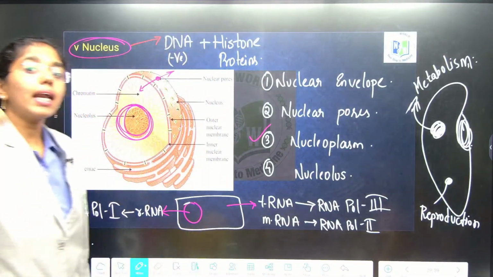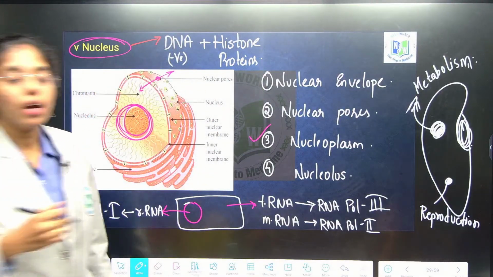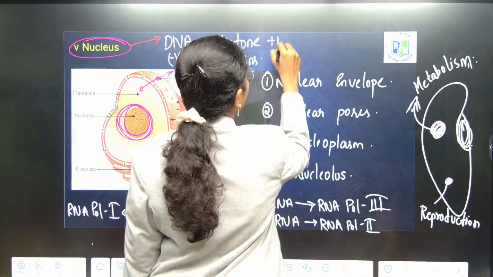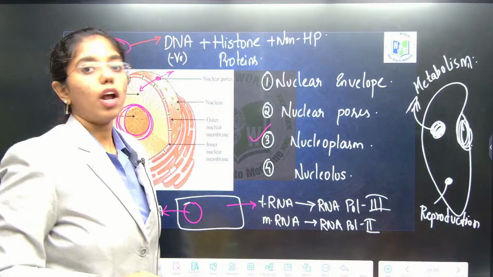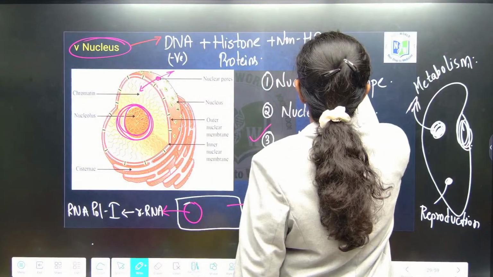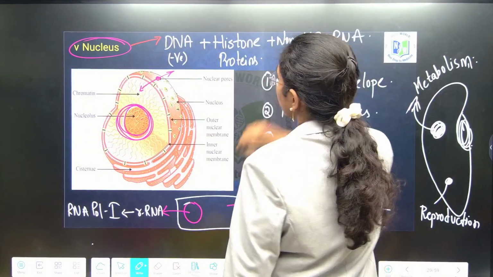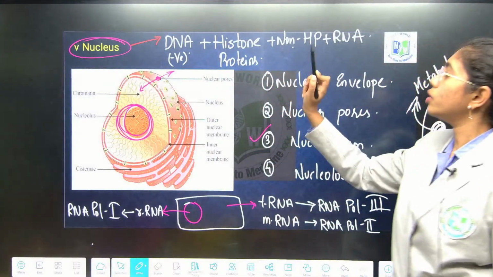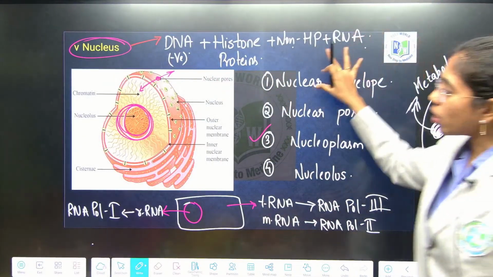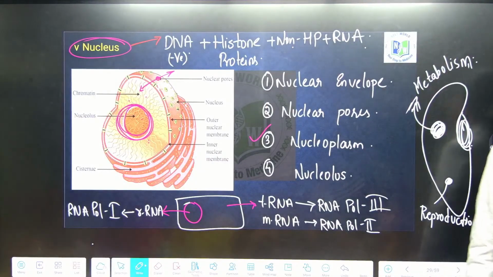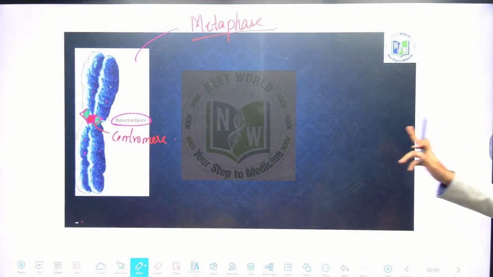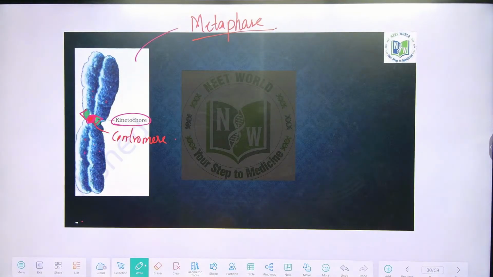In the higher level of condensation of DNA, there is also a requirement of non-histone proteins. Along with this, RNA is also present. So we have DNA, histone proteins, non-histone proteins, and RNA in the chromatin which is present in the nucleus. And this is the structure of the chromosome. Ribosomes are also present.